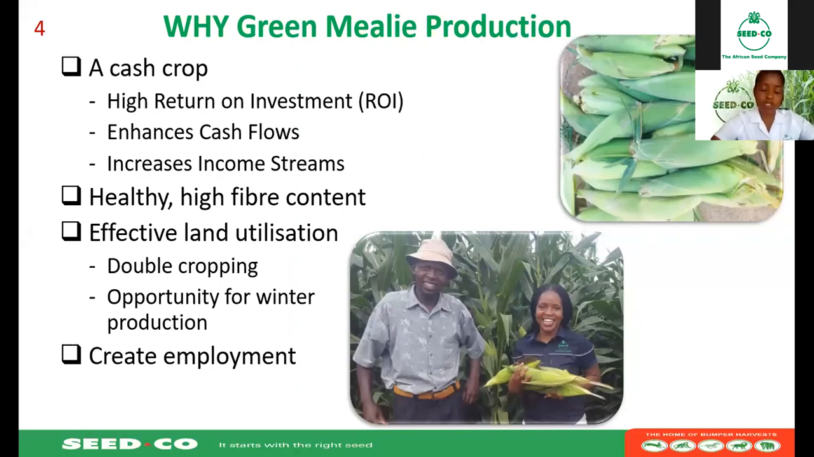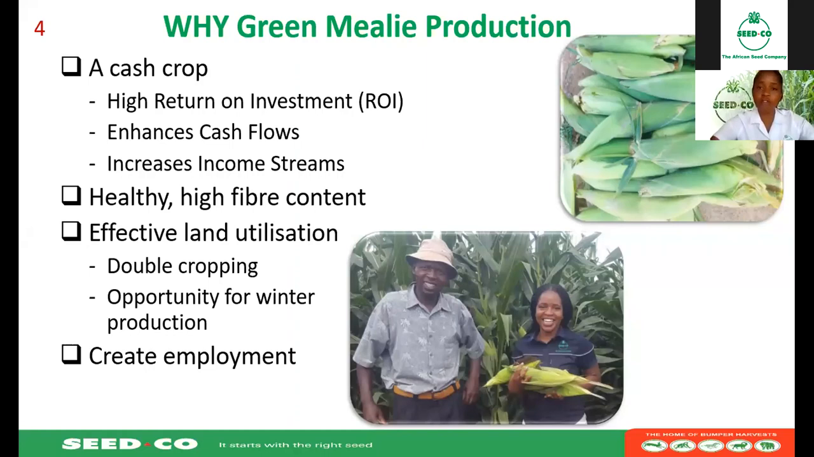And he also mentioned issues to do with the days to green mealie maturity, not physiological maturity, which he mentioned ranges between 90 to about 110 days, which is the window in which you're at the milk dough stage desired by most farmers or most consumers or customers to be buying their green mealie crop.